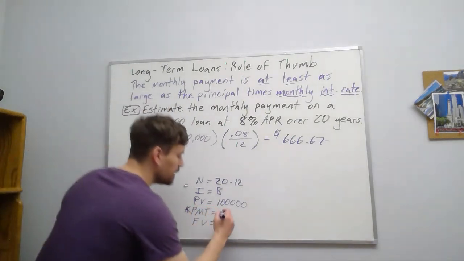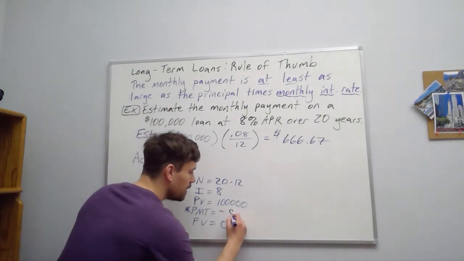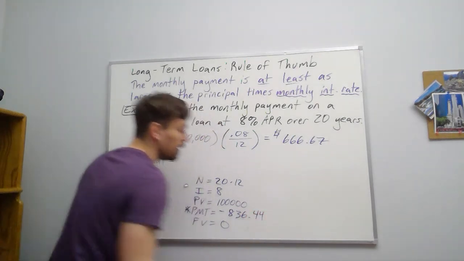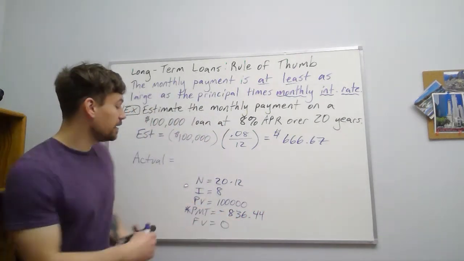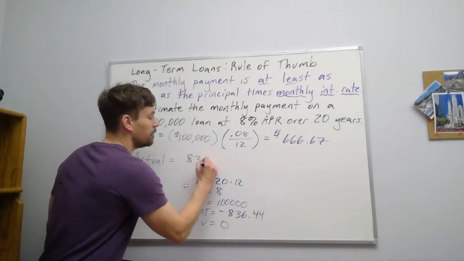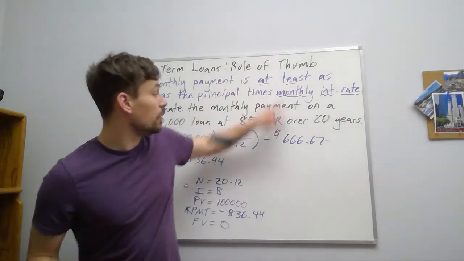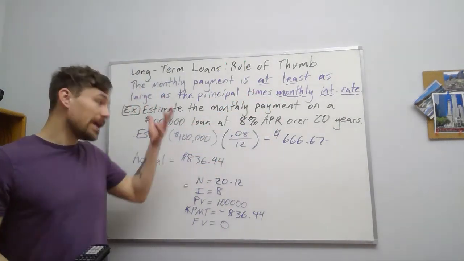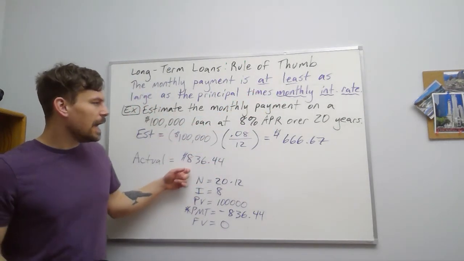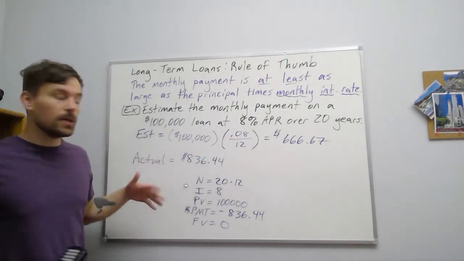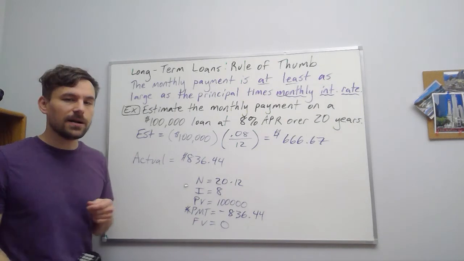So if we calculate this, we get negative 836.44. Is that at least what we estimated? Yes, it's greater than what we estimated. And is it in the general ballpark? These things are not terribly close. They're off by about $170.